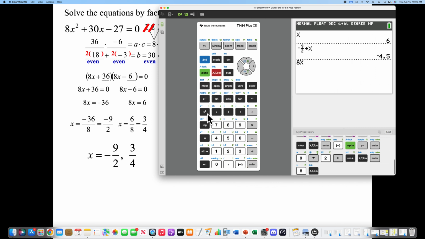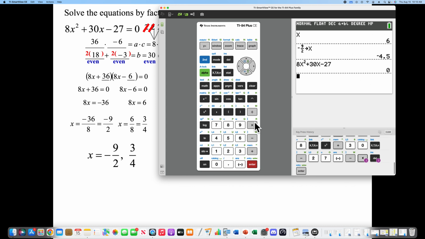Okay, type in the original problem. 8x squared plus 30x minus 27. Remember, there's a difference between the negative sign and the minus sign. Just to show you, there's a difference in what they look like. So make sure you're using the appropriate symbol. All right, if I'm right, this should be equal to 0. It's a 0, it works.